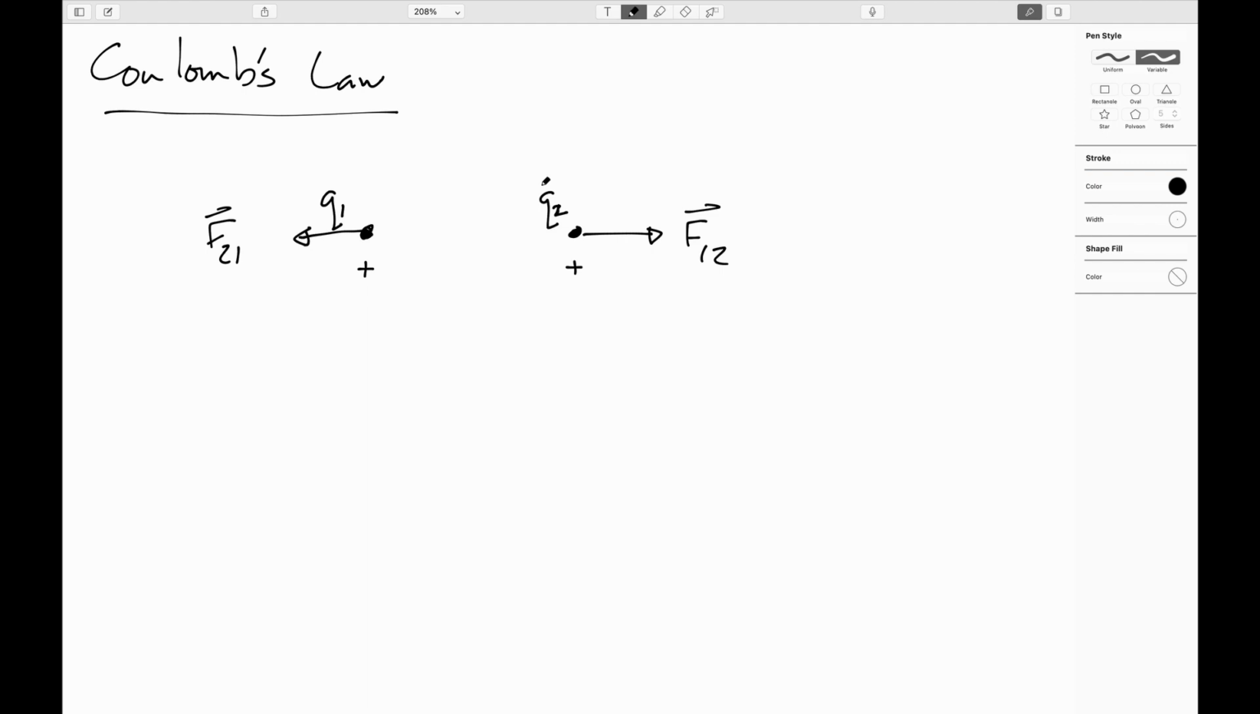So just for the giggles here, as a quick pause and ponder, let's just say for the moment that Q2 is 4 times Q1. Which is bigger, the force of charge 1 on charge 2, the force of charge 2 on charge 1, or are they tied? So pause, think about that, and we'll get back together.